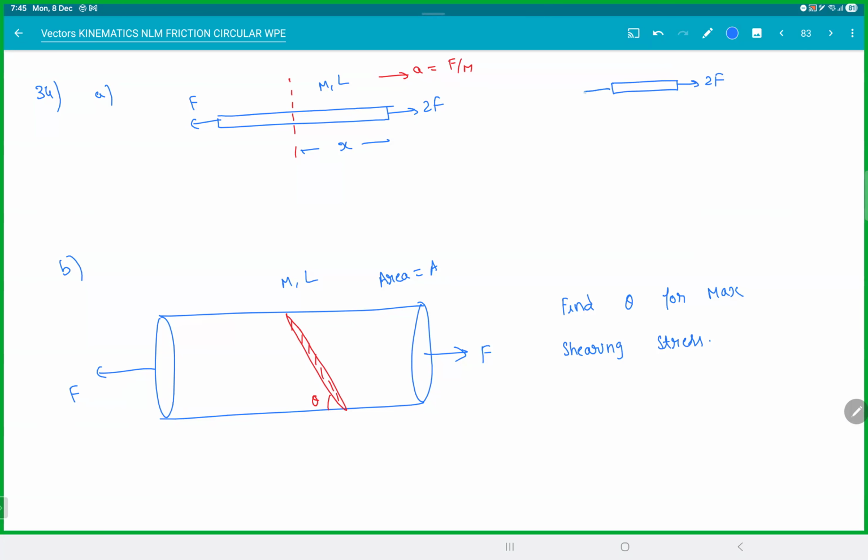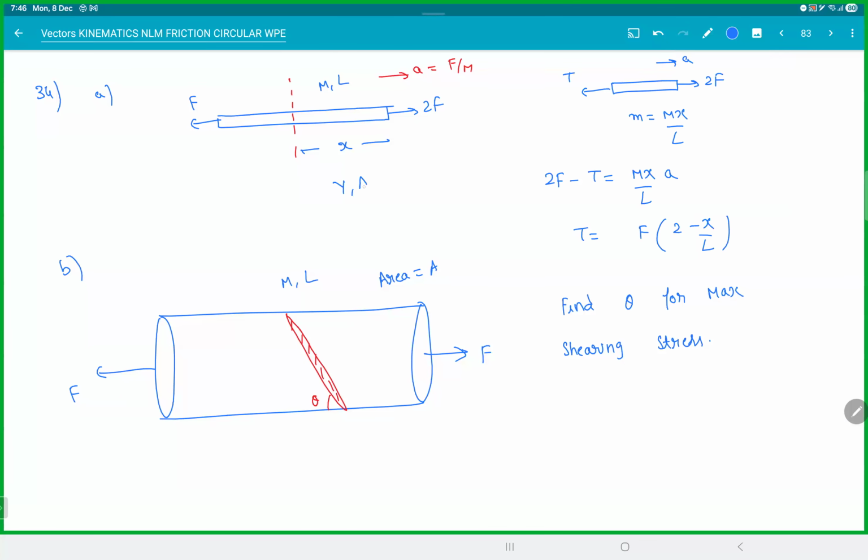So this is 2F. This is T. This mass will be small m. So the mass changes, mx by L. So 2F minus T is equal to mx by L into acceleration. So we get tension will be F into (2 minus x by L). That's your tension. And you should know how to find these tensions because the exam may ask.